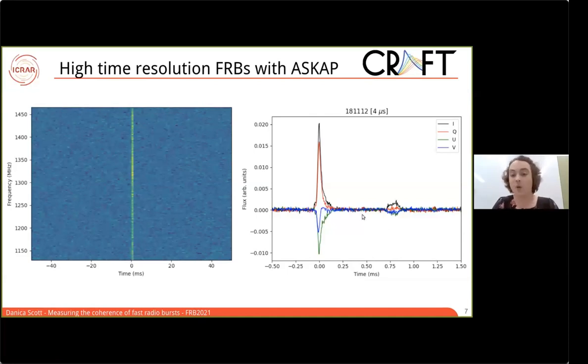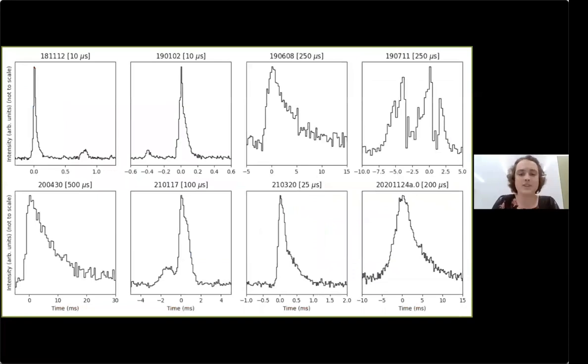There are actually 4 peaks in this time series on the right here that are statistically significant, which would just be impossible to resolve without at least microsecond time resolution. So this is an ensemble of 8 of ASKAP's FRBs at high time resolutions.